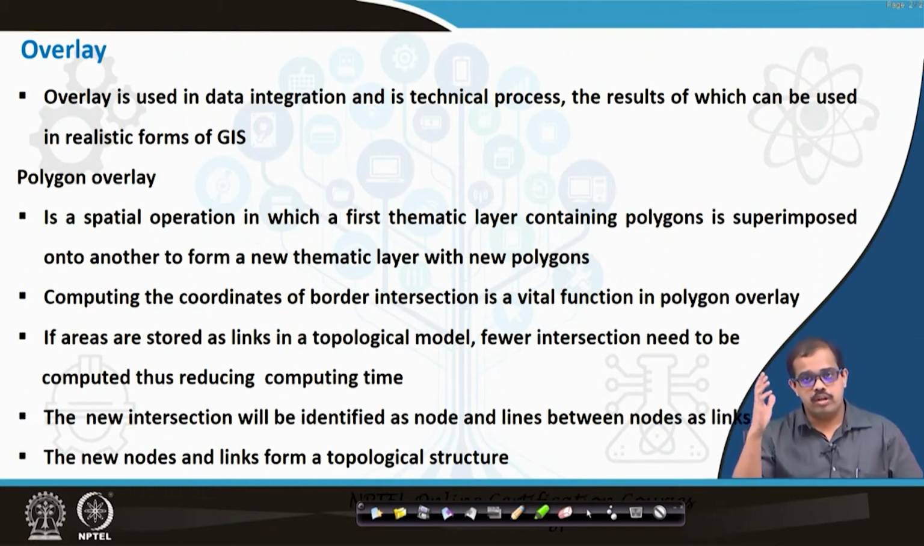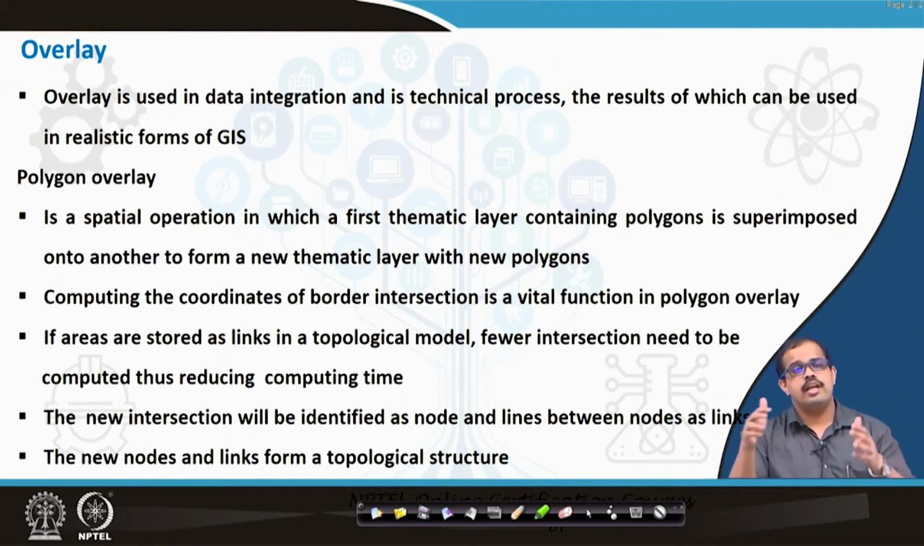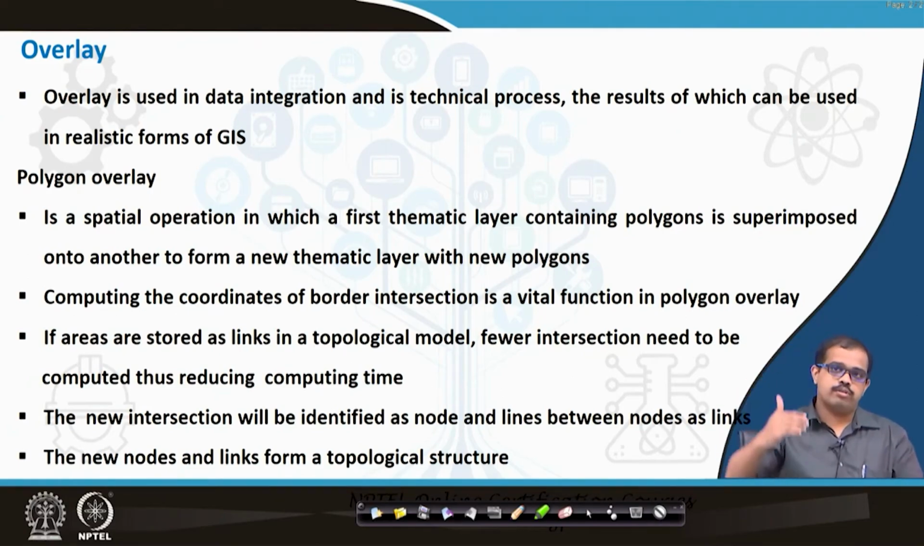If you want to get an exactly same representation of the real world in your GIS system, then you have to look at something like an overlay: create different layers for different processes, and then compare them or visualize the entire process. If you can do an overlay, then it gives you an exact representation of what the real process is. The first type of overlay is polygon overlay.